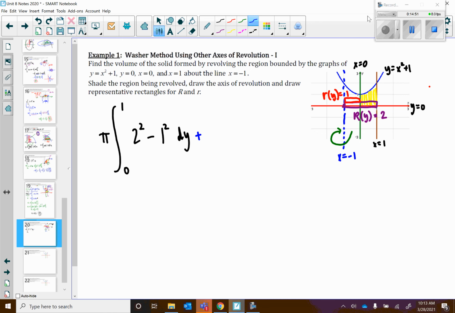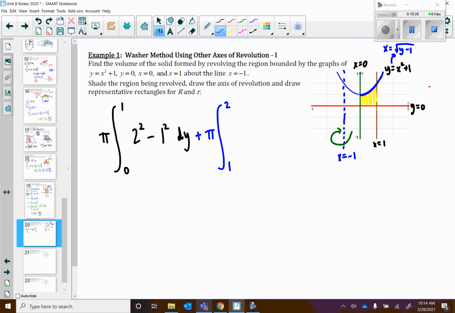I'm going to clean this up a little. All right, here's what I know. I know I need the pi. I know I'm going from 1 to 2. That's kind of the easy part of the setup. Now let's consider what our radii are. I know that I'm doing this with respect to y, so I need to change this into what we had before, the square root of y minus 1, and I know I need only the positive version because I'm only looking from the positive side of our y and x axis.